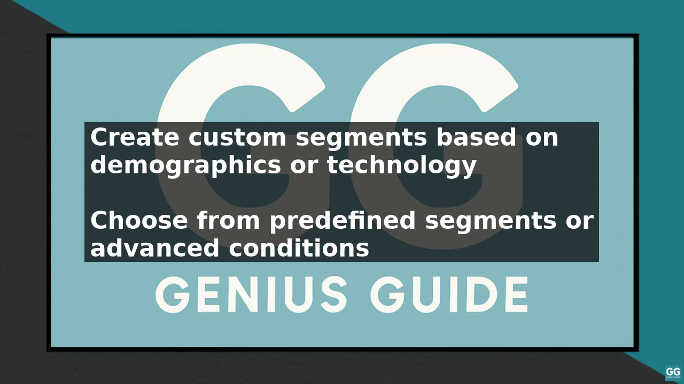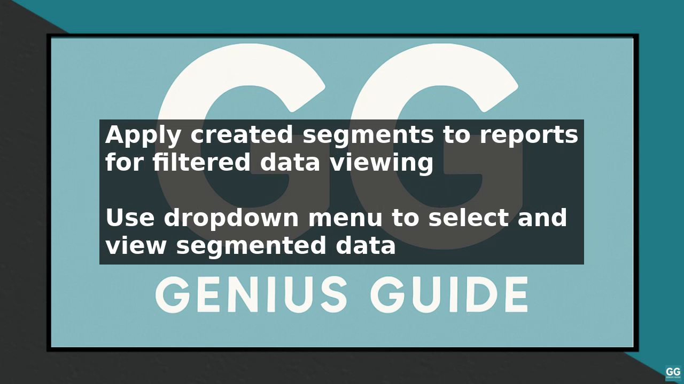type. You can also use more advanced conditions, such as the number of pages viewed or the amount of time spent on your site. Once you have created your segment, apply it to your reports by selecting the segment from the drop-down menu at the top of the page. This will allow you to view your data filtered by the conditions you specified.